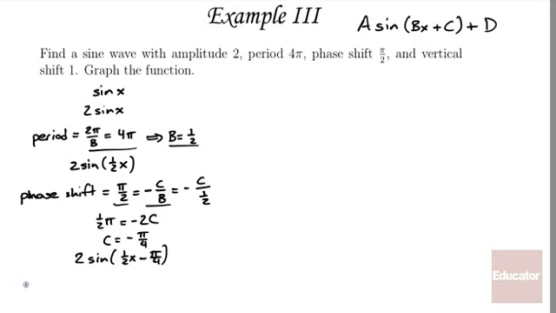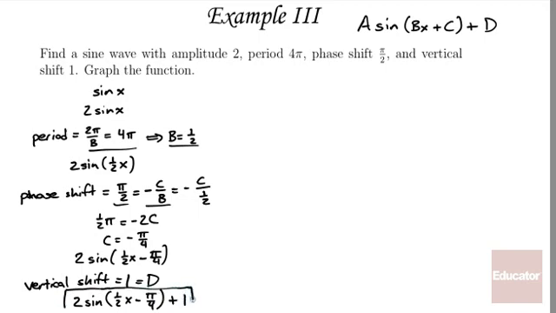And finally, I want to talk about the vertical shift, which is supposed to be 1, and that's the d. And so finally, my equation is 2 sine of 1/2 x minus pi over 4 plus 1. So that is the sine wave that I'm looking for. And now I want to graph that thing.